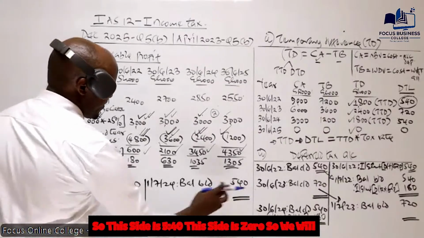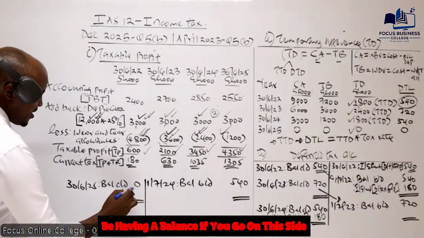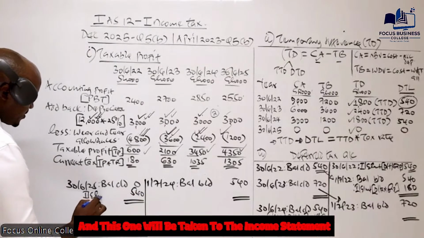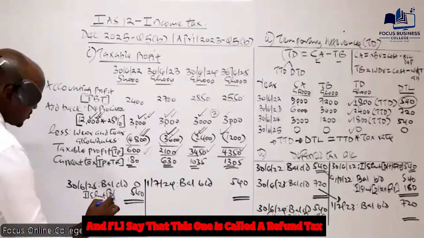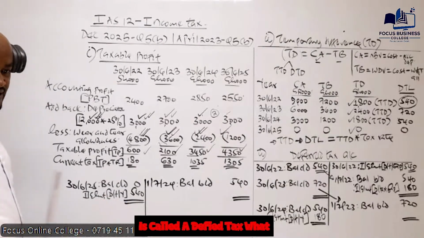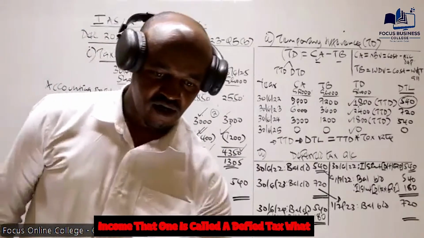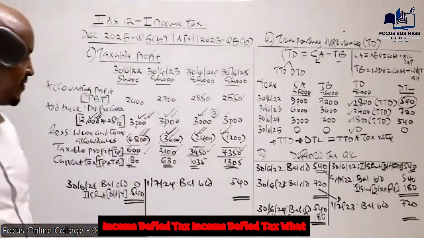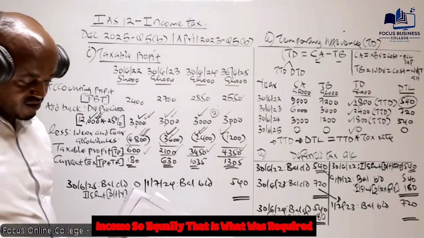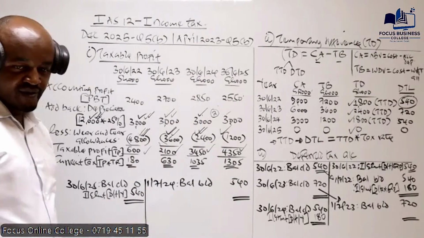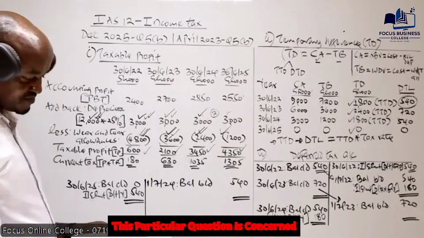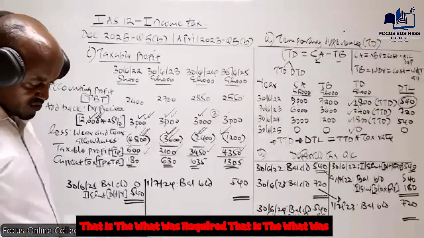This side is 540, this side is 0. So we will have a balancing figure on this side, and this one will be taken to the income statement. I'll say that this one is called a deferred tax income. So equally, that is what was required as far as this particular question is concerned.